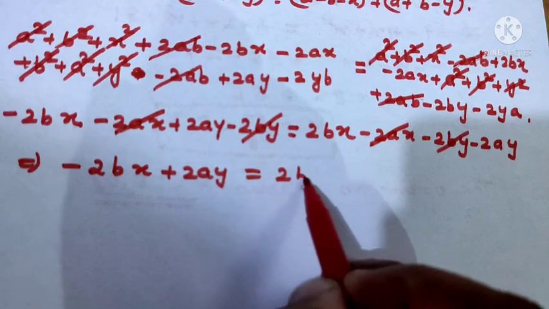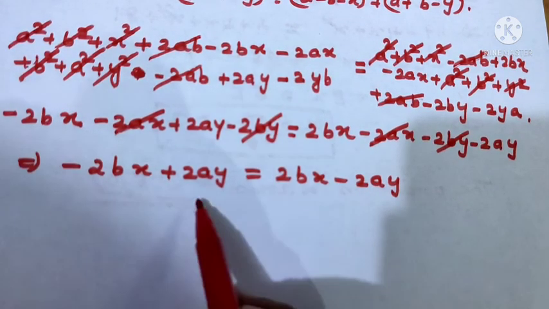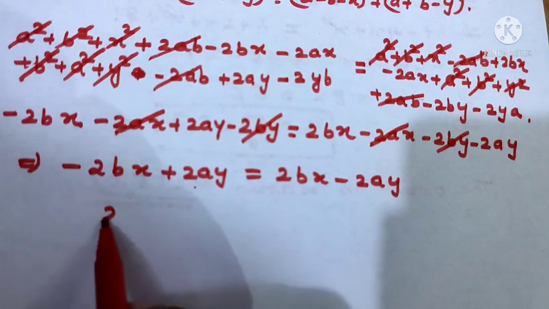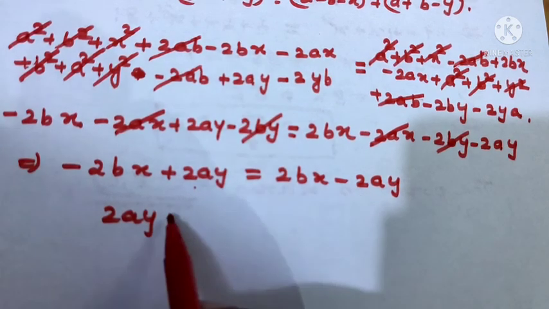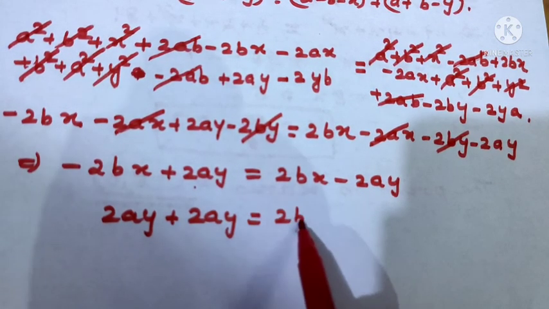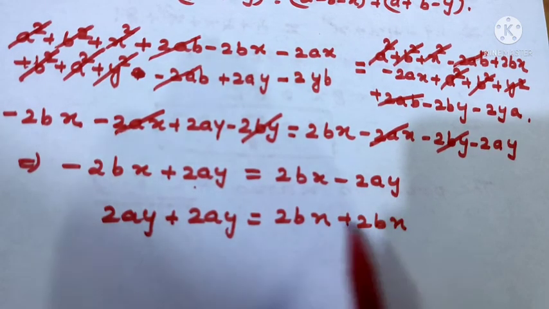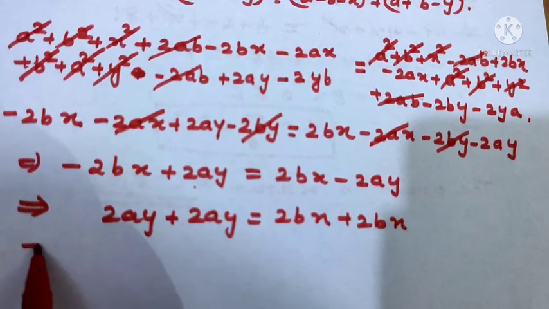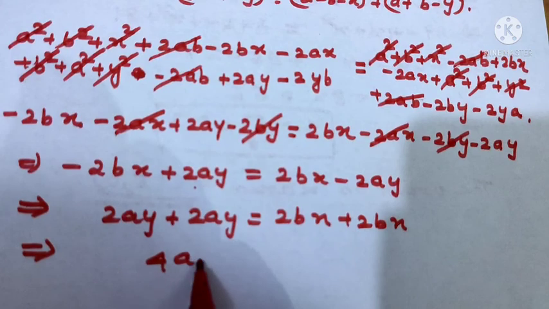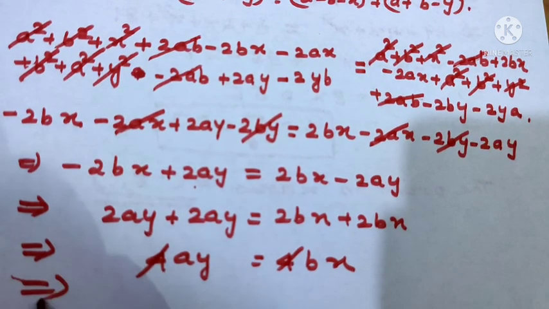Here 2bx minus 2ay. So ay terms I am keeping on one side. Already 2ay is here. Minus 2ay I am bringing to this side. So plus 2ay. Here 2bx. Minus 2bx I am taking to this side. Plus 2bx. So what is the answer now? 4ay equal to 4bx. So we'll cancel 4. So what is remaining? ay equal to bx.